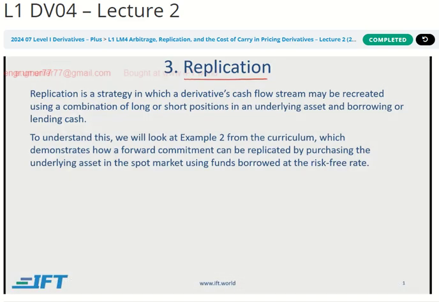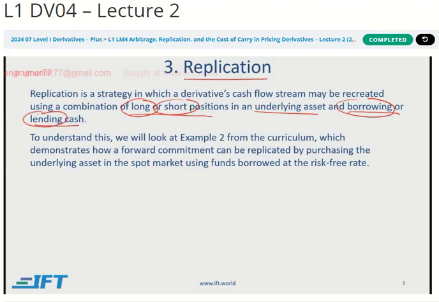the underlying asset and borrowing or lending cash, right? So combining either a long position or a short position in an underlying asset. And naturally, if it's going to be a long position, which means you're buying the asset, then you will have to borrow money to buy the asset. And if you're short selling the asset, then you're going to get cash and you're going to lend that cash.